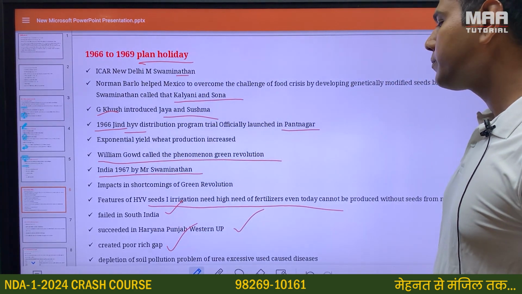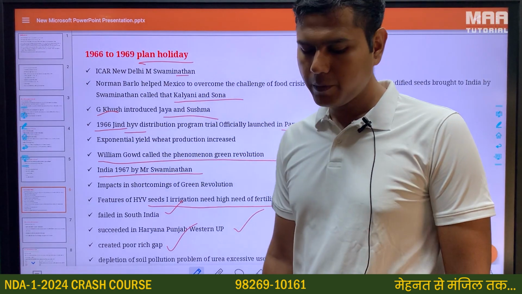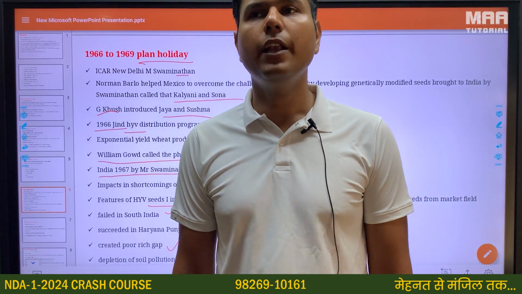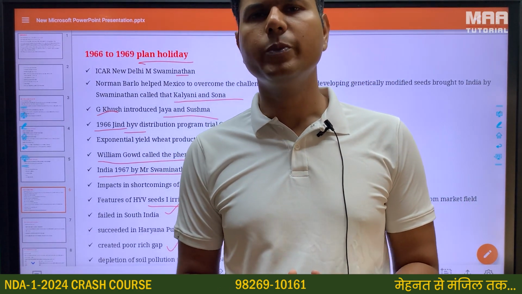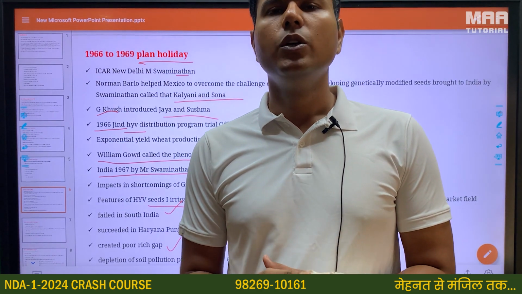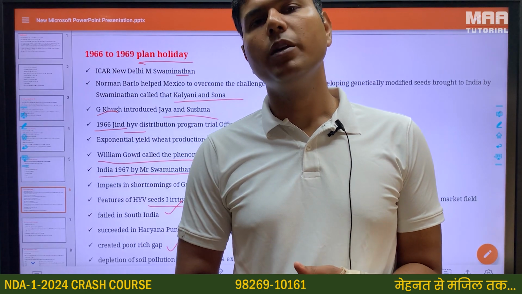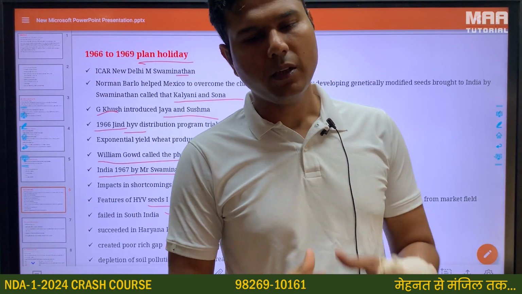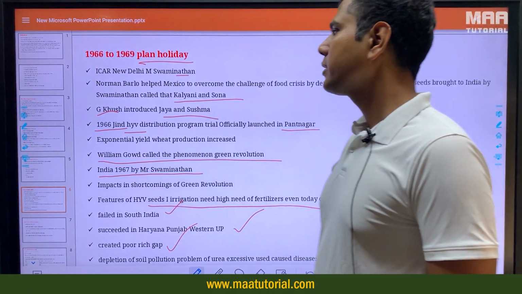Depletion of soil, pollution problems, and excessive use of urea caused diseases. See, when HYV seeds were introduced, the requirement of urea increased because urea is a fertilizer and it helps in production of crops. So people started using more and more urea. The use of more and more urea affected the productivity of the land and led to pollution also. So let's continue further.